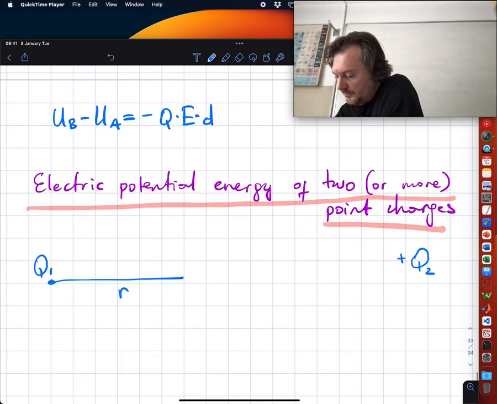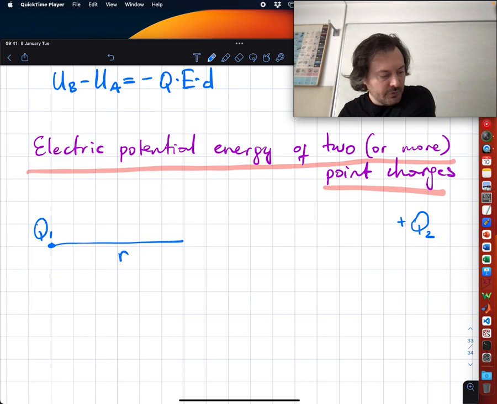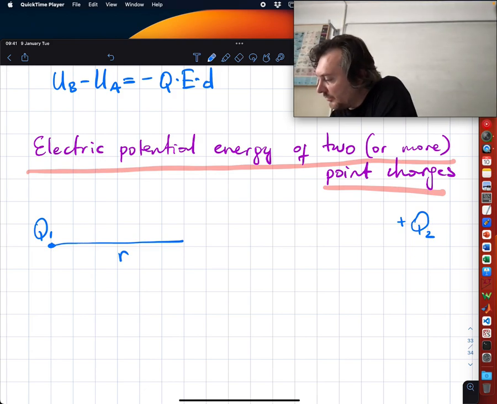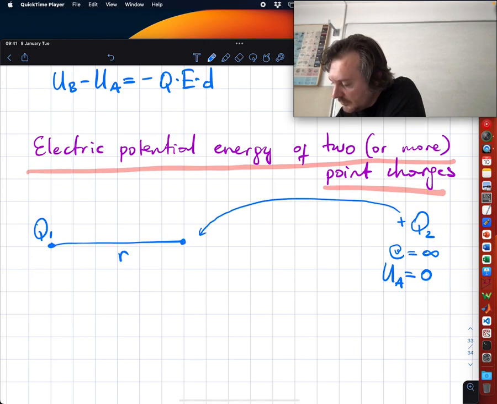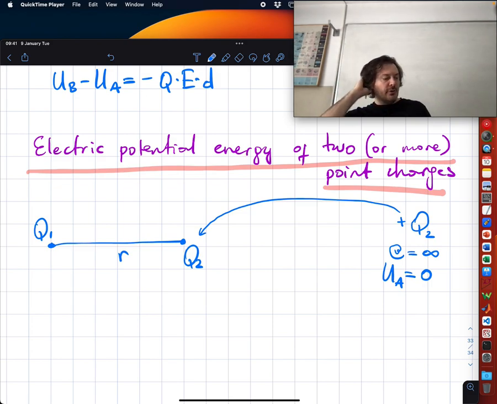Okay, very good question. Now, plus Q is going to be brought from infinity, and we have to assume something. We have to have a reference point. When plus Q is at infinity, we call that situation 0 potential energy. Then we bring this over here. Now plus Q2 is here. How much work have we done? Let's find it out.